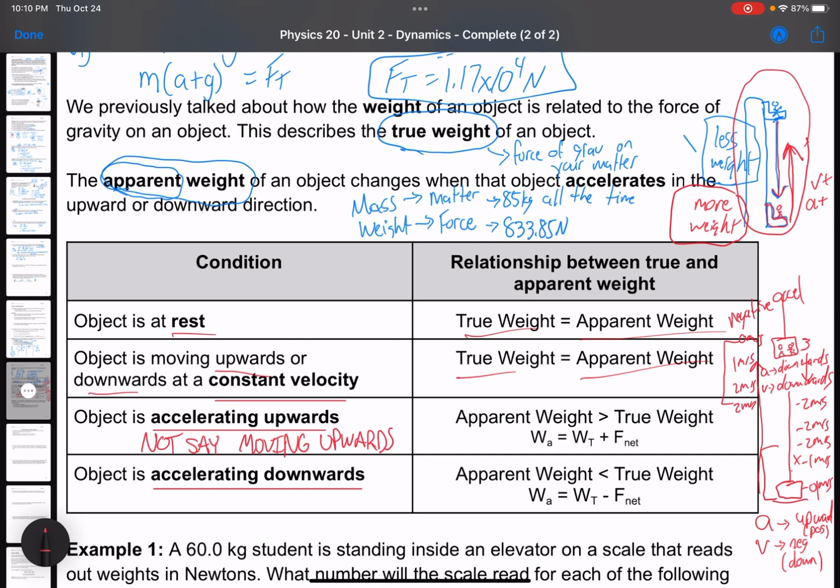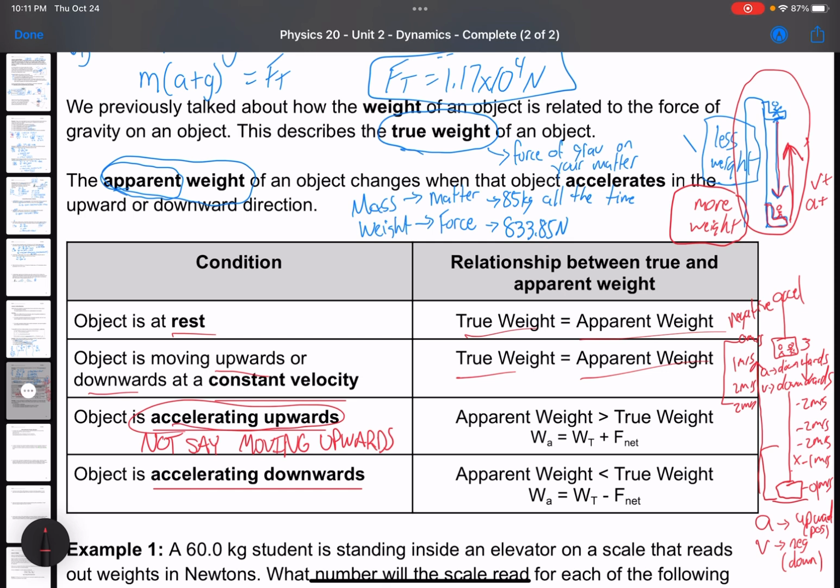It's not about what direction the elevator is moving in. It's what direction the elevator is accelerating in. So if it's at the top floor and it's working its way downwards, like it's just taking off, then it is accelerating in the downwards direction. It's speeding up in the downwards direction. If it's moving downwards and it comes to a stop, to do that, it has to accelerate in the upwards direction. So again, remember that accelerating upwards does not mean that you are moving upwards.